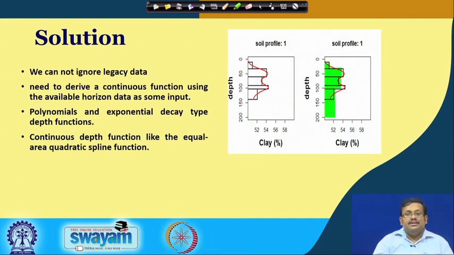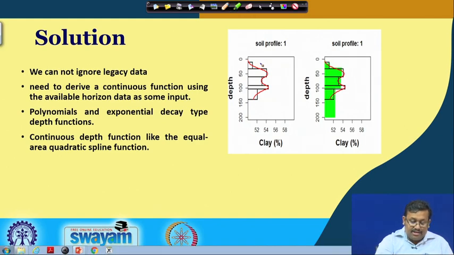The solution is, remember that we cannot ignore the legacy data, because this is the major base data which we require for digital soil mapping. So we need to derive a continuous function using the available horizon data as input. For example, here we have depth data from somewhere between 10 to 30, then 30 to 60, and then up to 140 or something like that. These are our available clay data, and we need to fit a polynomial or exponential decay type of depth function. As you can see, this red line is a polynomial or exponential type of depth function, and it is a continuous depth function also.